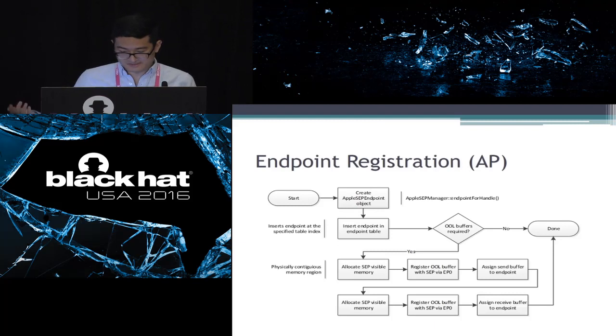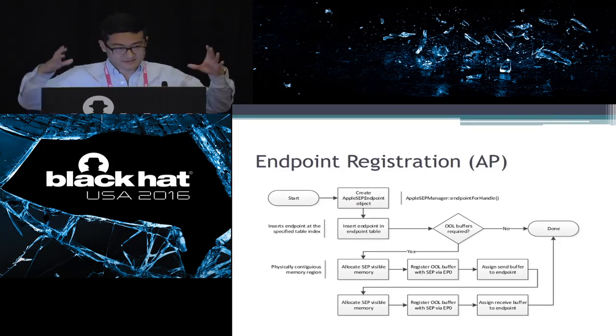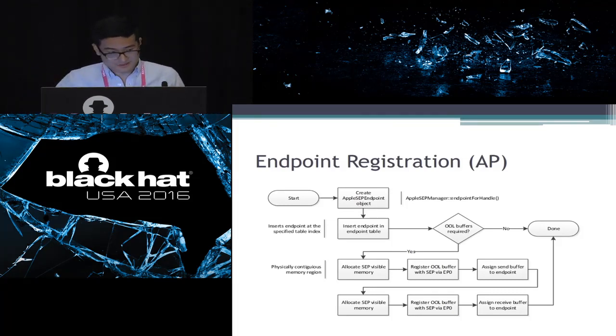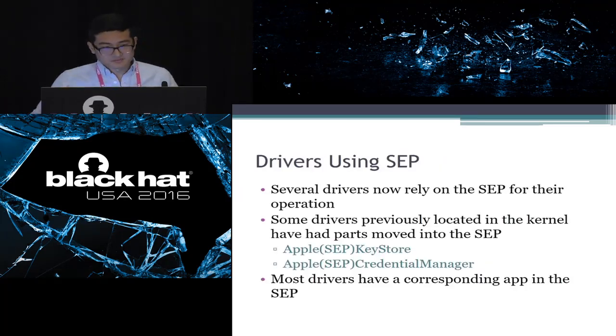This is a diagram of how that flow works. If an out-of-line buffer is required for a particular endpoint, then the kernel will allocate some physical memory and register that physical memory address by sending it over the EP0 for the send buffer and also for the receive buffer. With this RPC mechanism, a lot of the drivers that used to be exclusively in the iOS kernel have now been moved to the SEP.